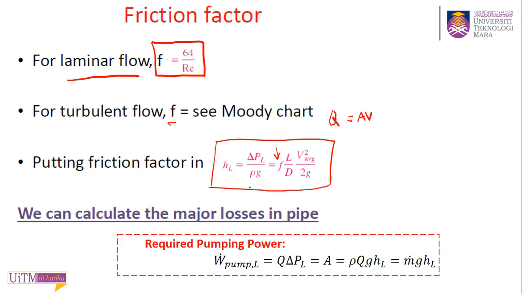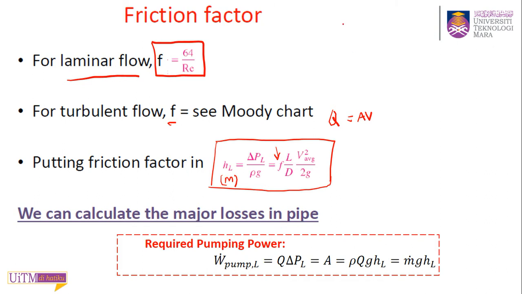And the unit of this head loss is in meters, because the flow has been reduced because of the friction. Okay, the flow has been reduced by that many meters, and from that number you can calculate how much power we need to give to our pump in order to get the flow back to the original height. So when we have calculated the major losses, we can determine the required pumping power.